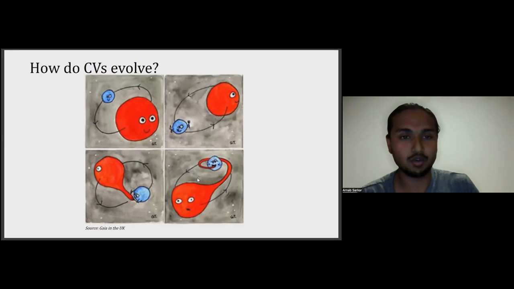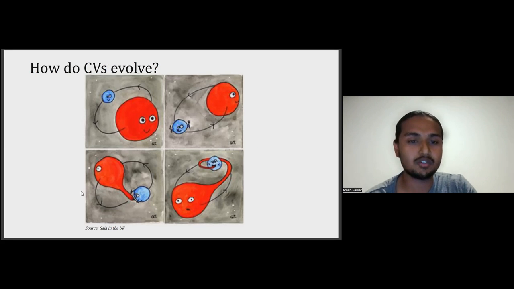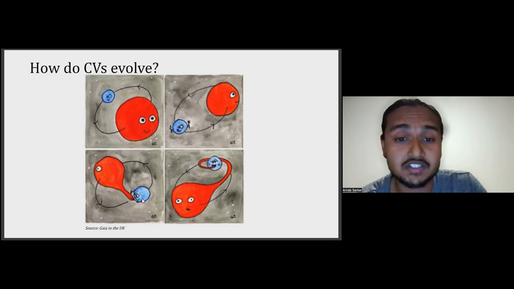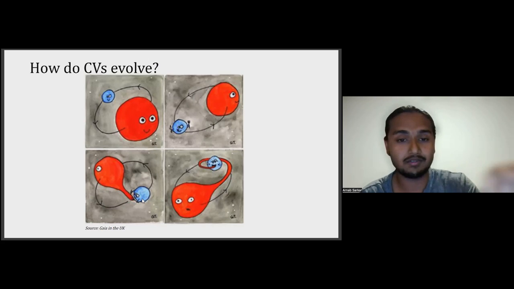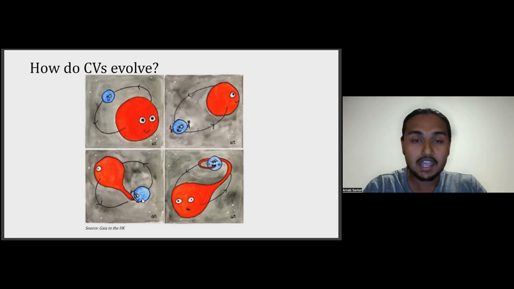So how do CVs evolve? Initially they start as detached systems. Loss of angular momentum brings them close together until the donor star overfills its Roche lobe. And at this point, it becomes a mass transferring system, and we call it a CV. Before this, the system is detached and we don't call it a CV.